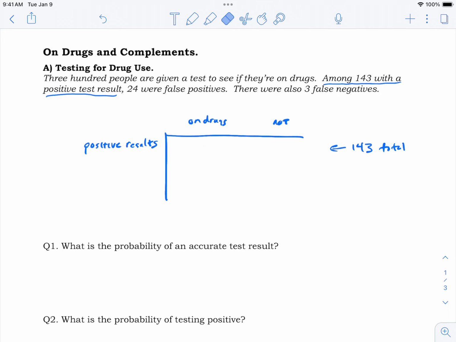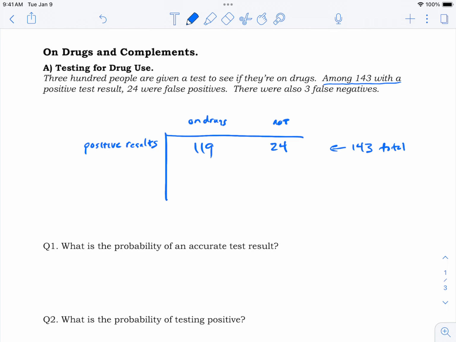Now, the next thing they're saying is that 24 were false positives. That means you got a positive result, but you're not on drugs. False positive, 24. Okay, now we're getting somewhere. So 24 false positives, 143 total. So 143, take away the 24 is, what is that, 119 or something? Let me see. 119 goes there. Okay, we've got one of our cells filled in.